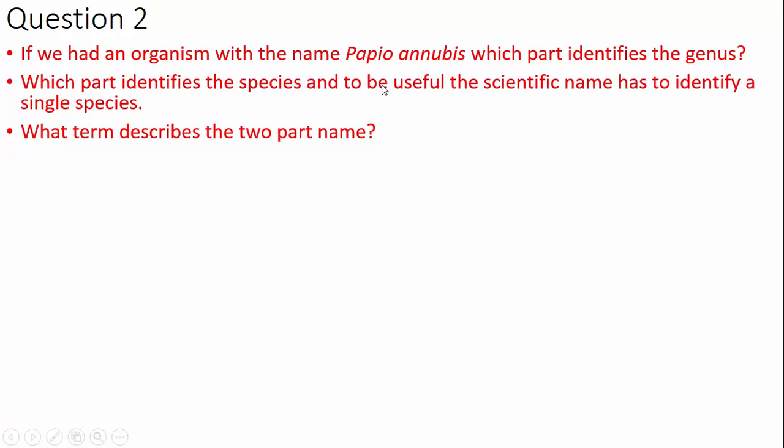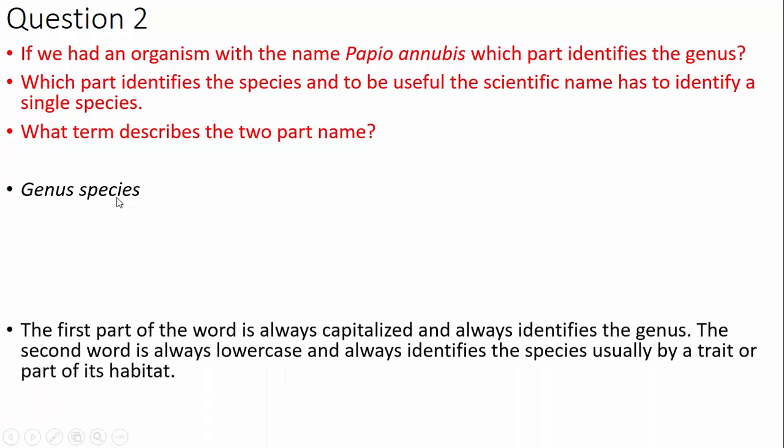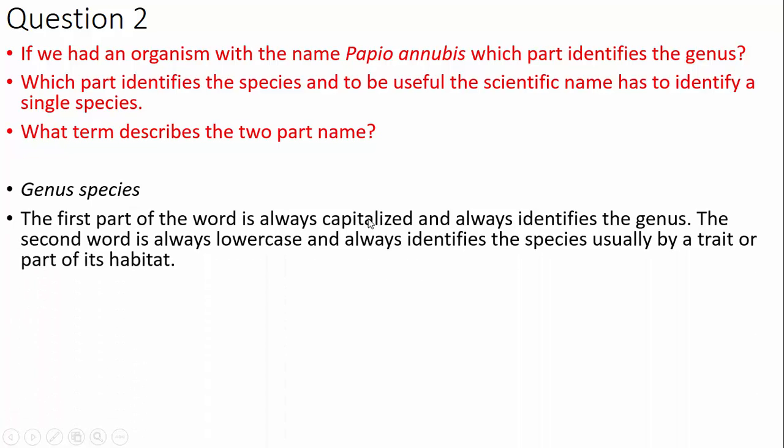The genus is always going to be the first word. It's always going to be read as genus followed by the species. And the first part of the word is always capitalized, which you see here, and always identifies the genus. The second word is always lowercase and always identifies the species. And it's usually going to be done by a trait or part of its habitat. But here it says which part identifies the genus. Would that be the Papio or the Anubis? And it's going to be Papio.